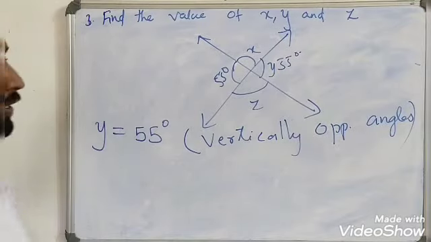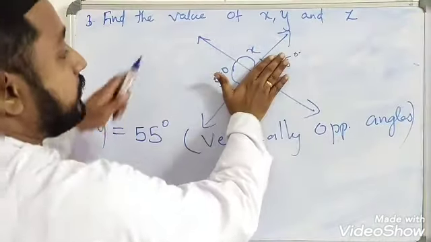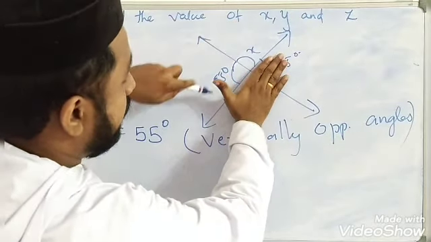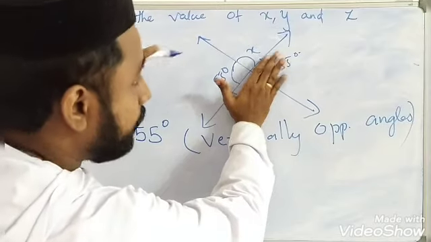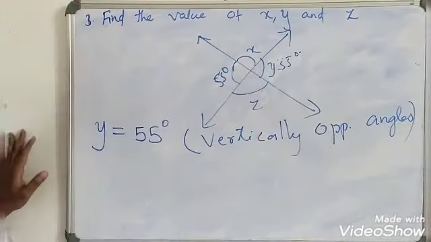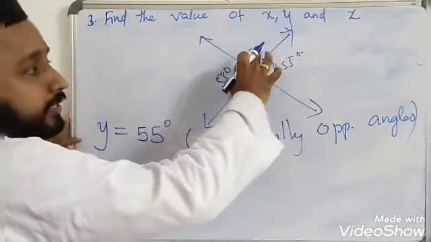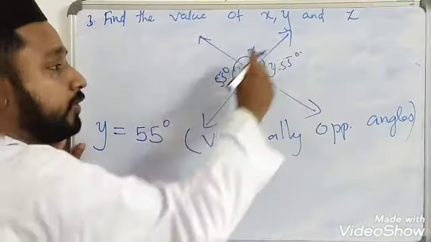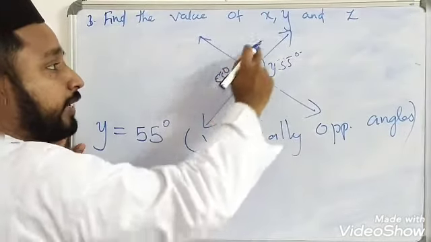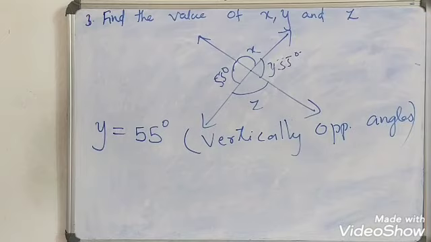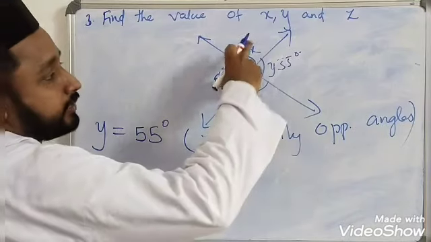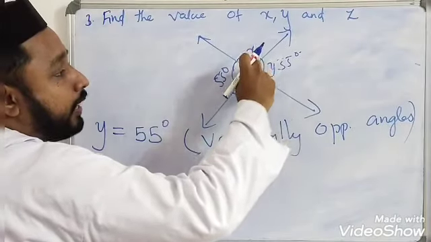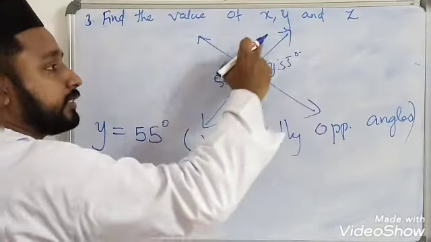Look at only this portion: 55 degrees and x. This is a line, and this is another line. So we have studied linear pair: two adjacent angles with a common arm. This is the vertex. When we consider these two, 55 and x, these are a linear pair, which means two adjacent angles with a common arm and non-common arms in opposite directions. So this is a linear pair.